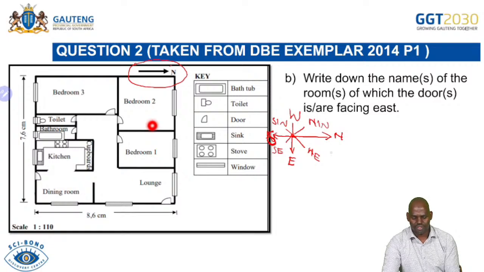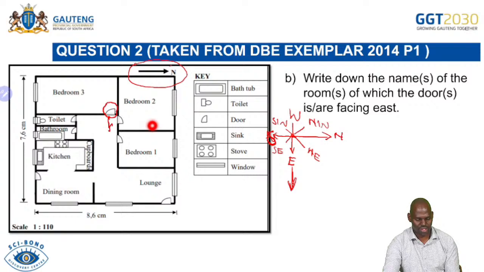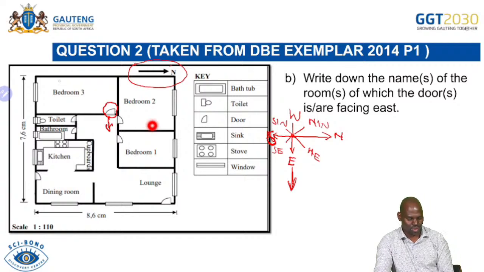Okay, then after completing our compass, we can answer our question. Write down the name or the names of the rooms of which the doors are facing east. Now, according to the map, the doors must be facing this direction. This is east. Let us look at this. If we start from this, this will be the first one. This is facing east, so that is in bedroom 3. You must specify, don't just say bedroom, you must say bedroom 3 because there's more than one bedroom there.